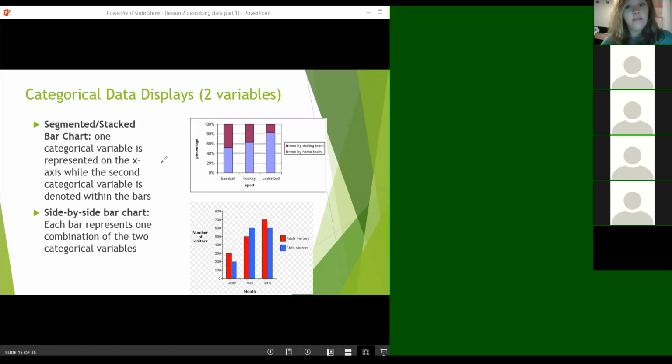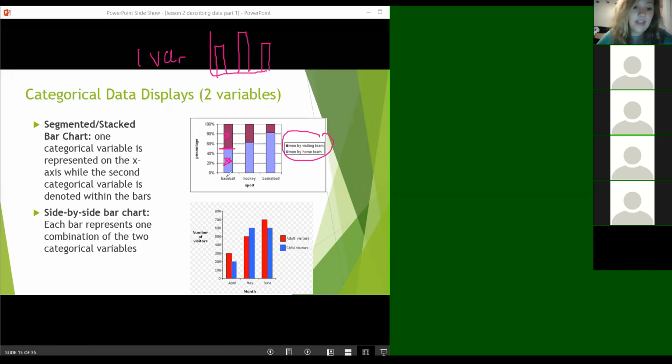So these are still bar charts, but now we're talking about two variables. You remember if we were talking about one variable, the bars weren't touching, but it looked like this. But in this case, with two variables, you can see it's a segmented or stacked bar chart. We have one variable here and one variable here. And then you obviously want to have a key over here so you know what each color means.